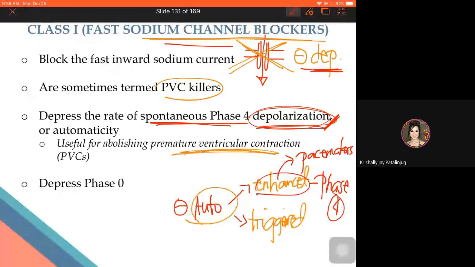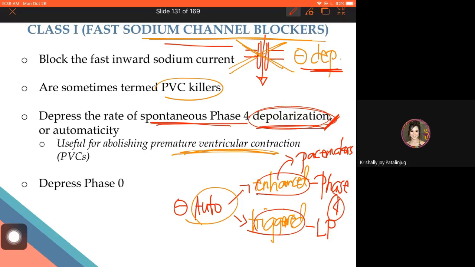Sodium channel blockers also target triggered automaticity. And recall, when triggered automaticity is discussed, latent pacemakers are involved, the latent pacemaker cells. Now, what are the latent pacemakers? We have the AV node and Purkinje fibers.